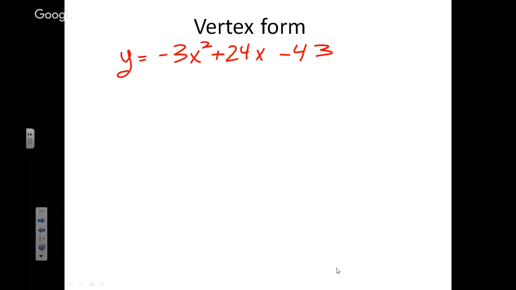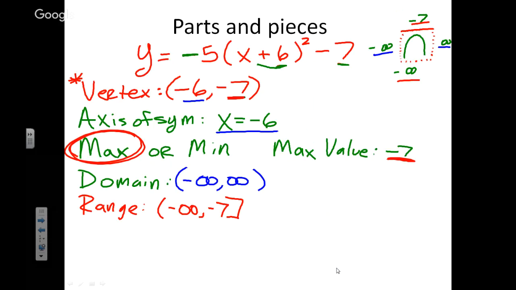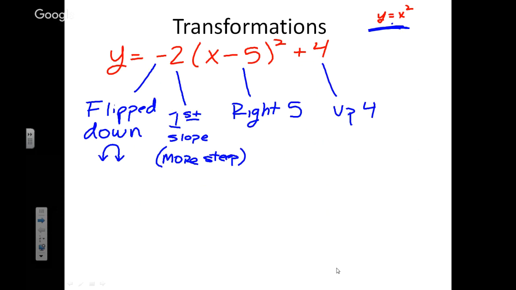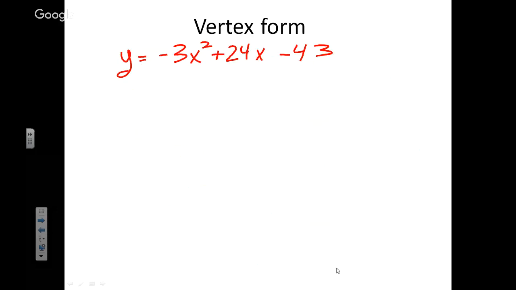How many x's are in the vertex form? How many times do I write x when I write the vertex form? If I go back to the last problem, how many x's did I write in that very first problem? How many did I write in this one? One. And how many times did I write x here? So in vertex form, you only write x once. That means this one is not in vertex form.